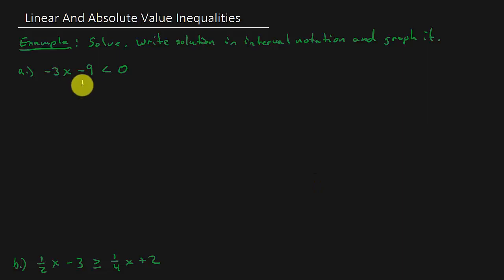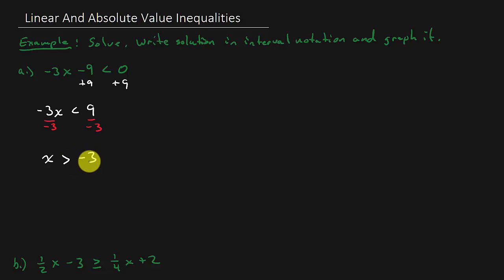So here, I'm going to add 9 to both sides. So I get negative 3x is less than 9. Then I'm going to divide both sides by negative 3. So I get x. Now, notice I divided both sides by negative 3, so that means I have to reverse the inequality symbol. Change it from less than to greater than. And that is greater than negative 3.